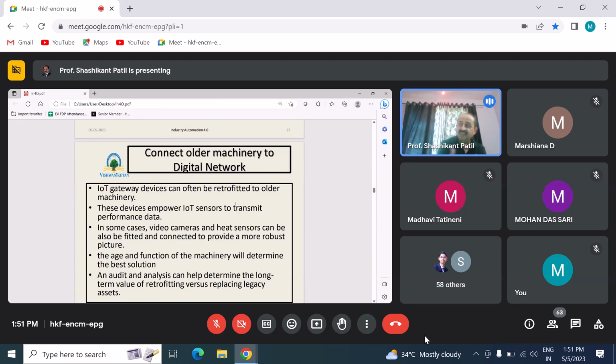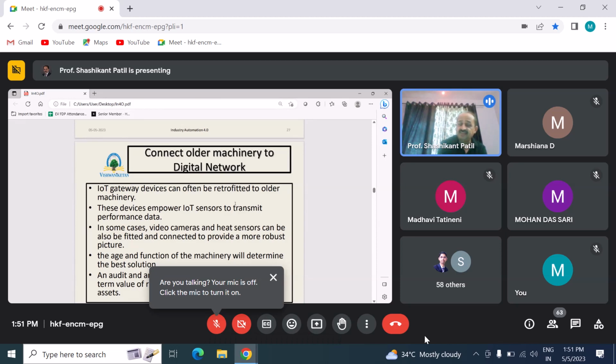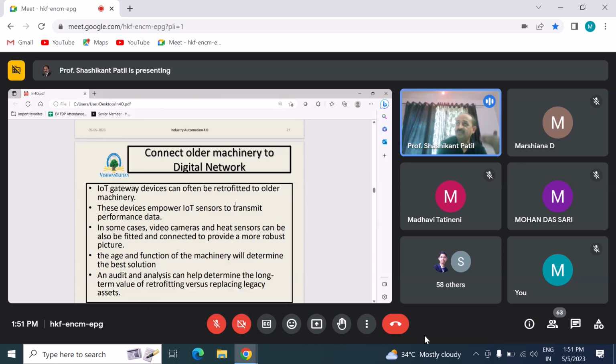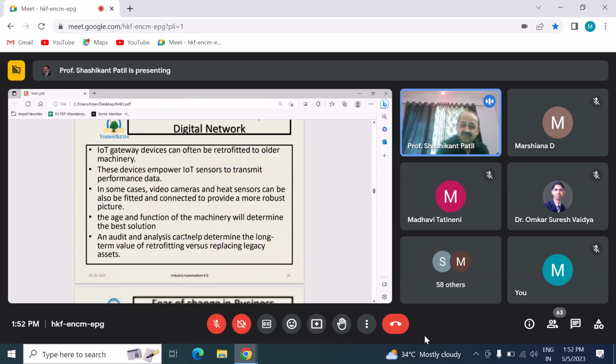Then the age and functioning of machinery. You may have different types of machinery: electrical machines, mechanical machines, electromechanical machines, electrical circuits, electrical systems. The age and function of machinery will determine the best solution, because day by day you also need to see the depreciation and deterioration of performance. An audit analysis can help determine the long-term value of retrofitting versus replacing legacy assets. So there is no problem in connecting older machinery, but you also have to see the long-term value of retrofitting versus replacing. That analysis will help you if you want to connect older machinery to a digital network. Otherwise, you have to replace the machinery.